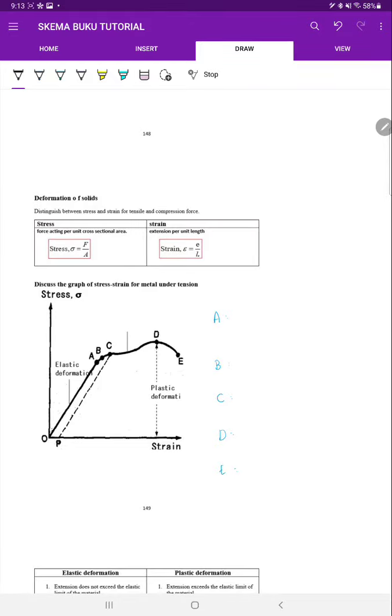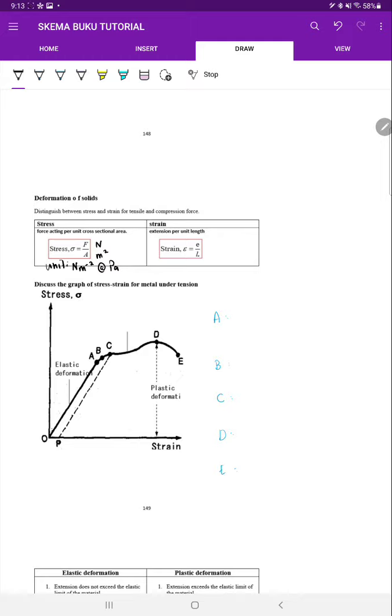Deformation of solid. Distinguish between stress and strain. Stress equals the force acting perpendicular per unit cross-sectional area. So stress equals F per A, and the unit is Newton per m squared, or N m^-2, also known as Pascal.